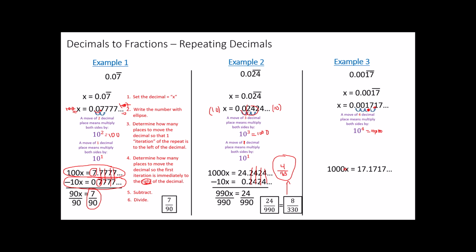I want to move my decimal so the repeats are immediately to the right of the decimal. That's a move of 2 places, which would be 10 to the second. That's multiplying by 100. Now, I'm still going to subtract. Probably there's going to be an error here because this should be 10,000 minus 100, which means this should be, what, 9,900? x equals 17. And then, of course, we would divide both sides by not 900, but 9,900.